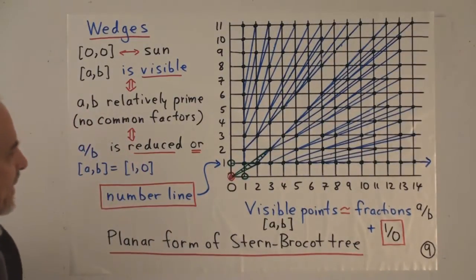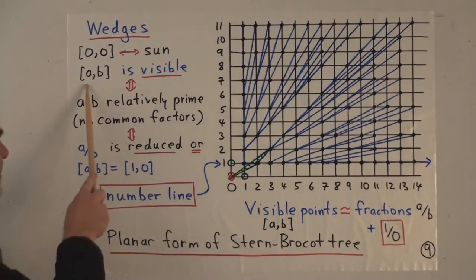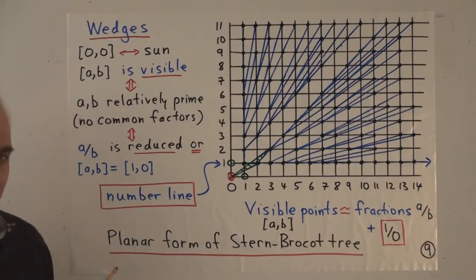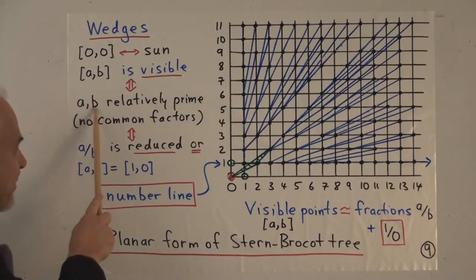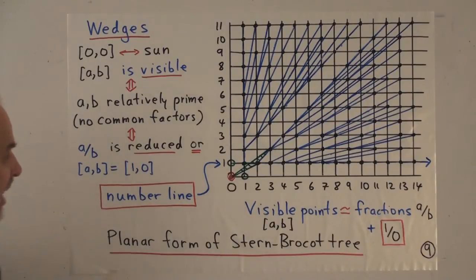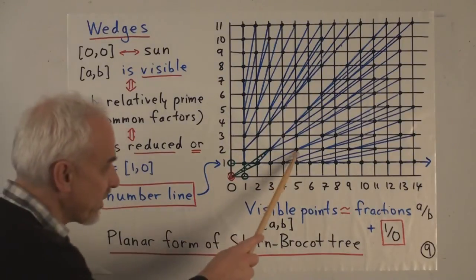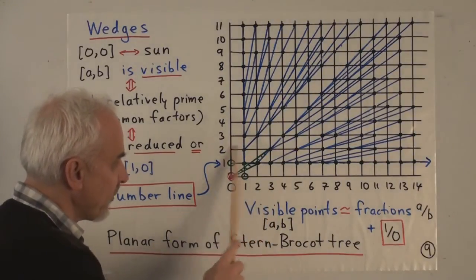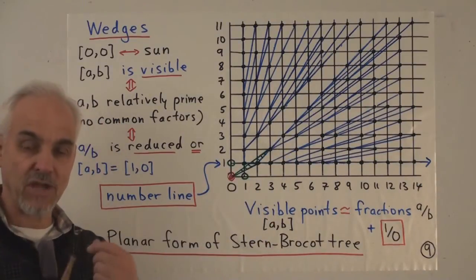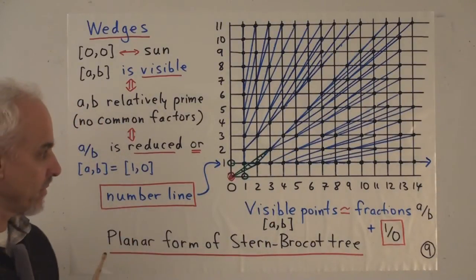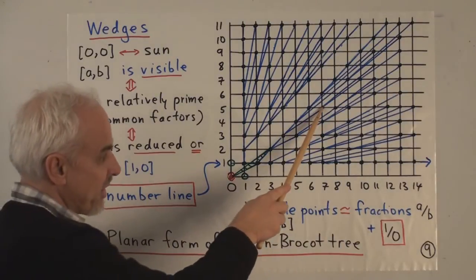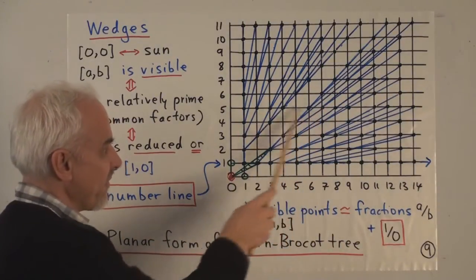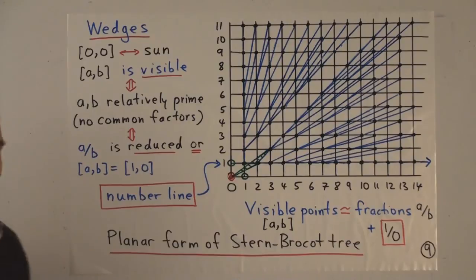Because we could take one of these visible points, A, B, which has the property that A and B are relatively prime, and associate to it the fraction A over B. So to this point here, which has coordinates 5, 2, we can associate the rational number 5 over 2. To this point here, which is the point 7, 5, we can associate the rational number 7 over 5, and so on.